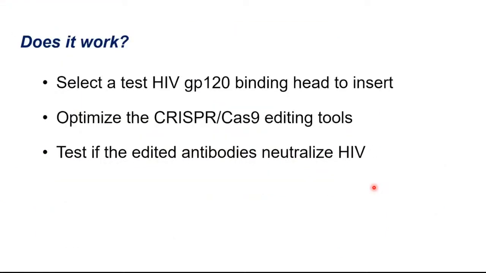So of course, does it work? So the project that we did, first of all, we thought, well, let's select a test head, the orange box that we're going to insert, that will recognize the HIV envelope, HIV GP120. Then we had to do some work to optimize the CRISPR-Cas9 gene editing tools. And then finally, we had to test if the edited antibodies expressed from the immunoglobulin locus in B cells could actually make it out of the cell and work to neutralize HIV.